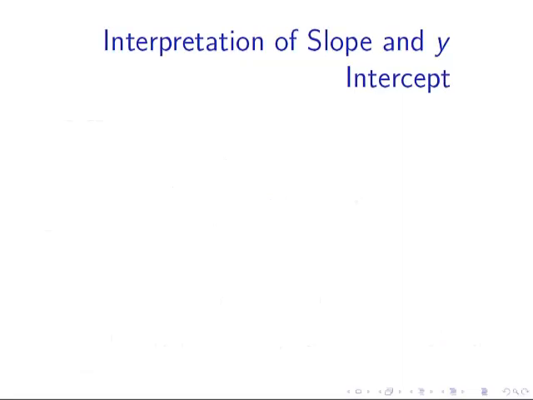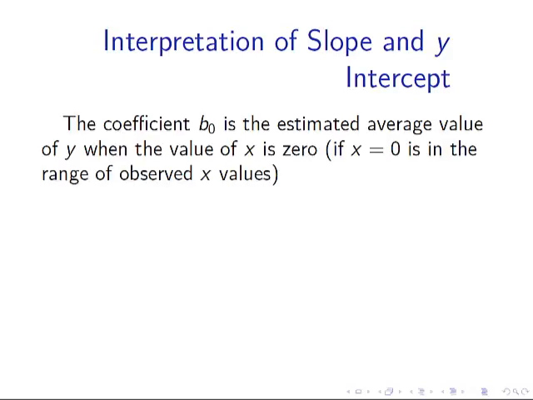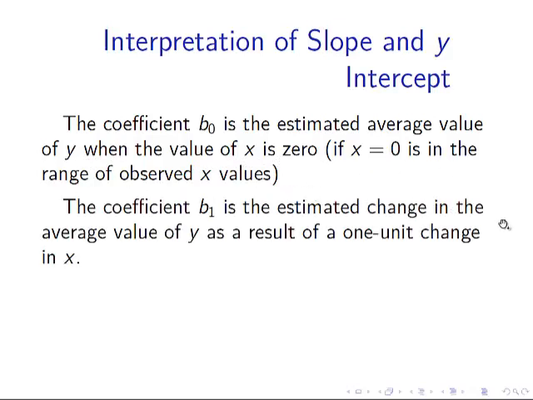Very important thing is to interpret the slope and y-intercept. The coefficient B0 estimates the average value of y when the value of x is 0, if x equals 0 is in the range of observed x values, and the coefficient B1 estimates the change in the average value of y as a result of 1 unit change in x.